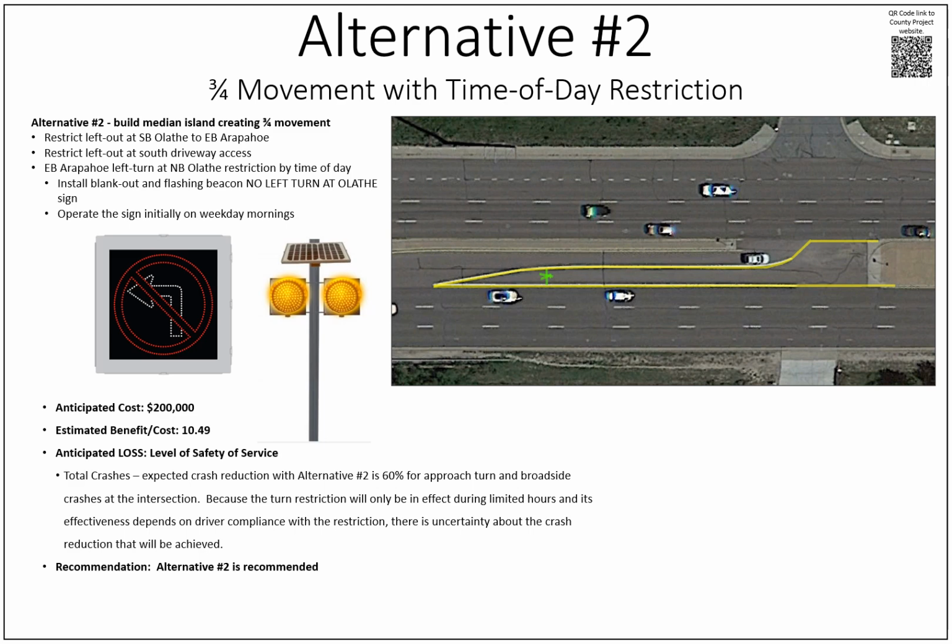The anticipated cost for alternative 2 is approximately $200,000, and the benefit to cost ratio is 10.49. Total crashes are anticipated to be reduced by 60% for the approach, turn, and broadside crashes at this intersection. Because the turn restriction will only be in effect during limited hours, and its effectiveness will depend on driver compliance with the restriction, there is some uncertainty about the crash reduction that will be actually achieved. Alternative 2 is a recommended alternative.